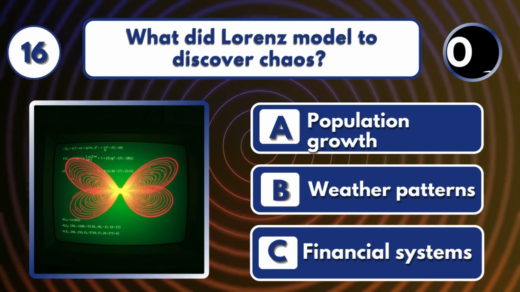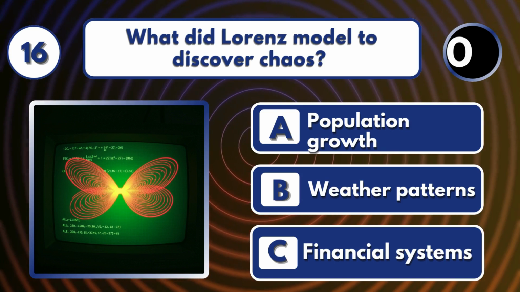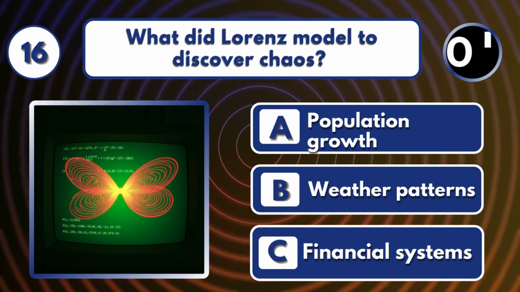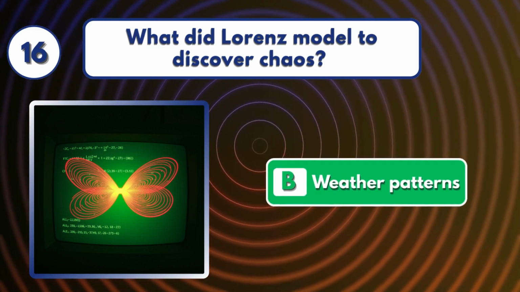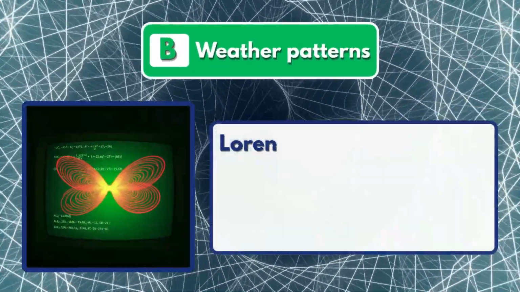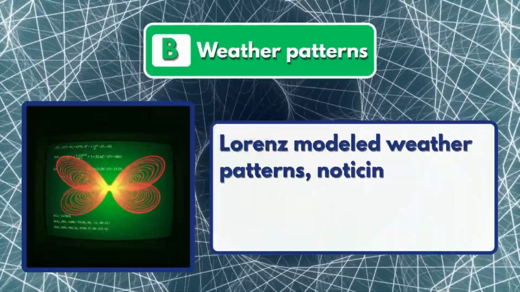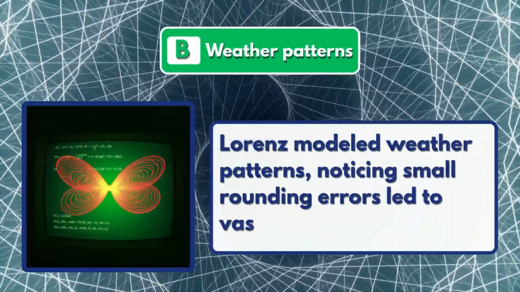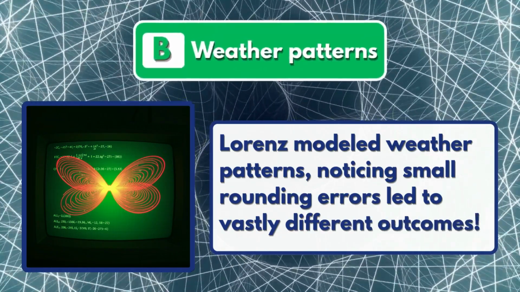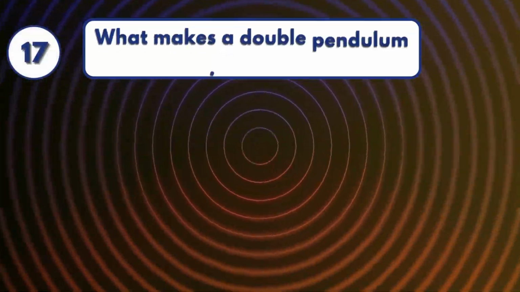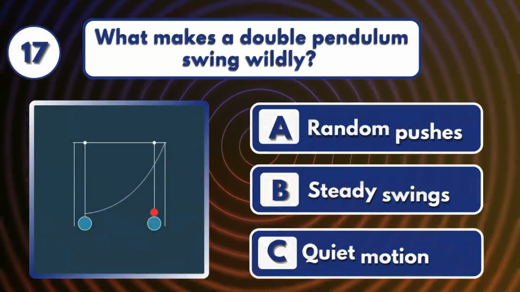Unlock the next wild pattern. Lorenz modeled weather patterns, noticing small rounding errors led to vastly different outcomes. What makes a double pendulum swing wildly?